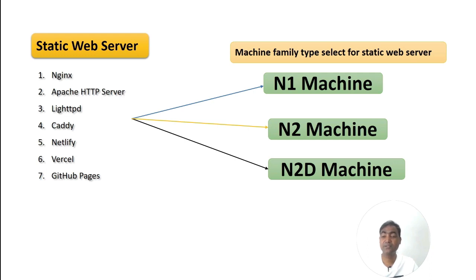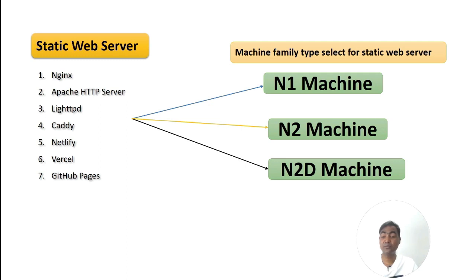You can select the general purpose machine types here because the general purpose machine families are versatile and well suited for a variety of workloads. This makes them a good choice for web servers which can range from simple static websites to complex dynamic applications. As you know, N1, N2, N2D machines offer a wide range of machine types with different CPU and memory configurations.